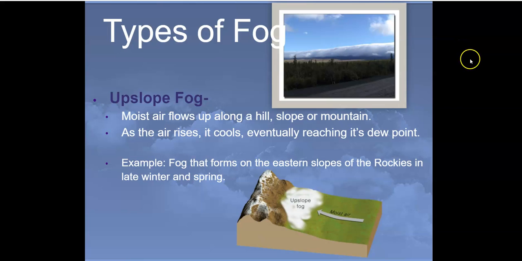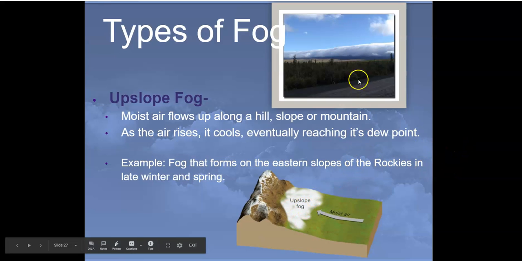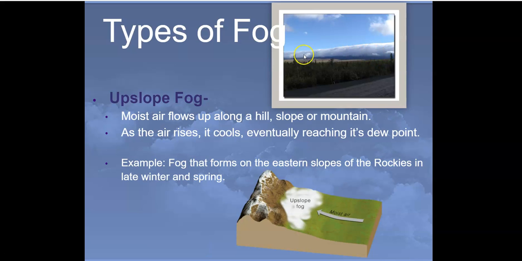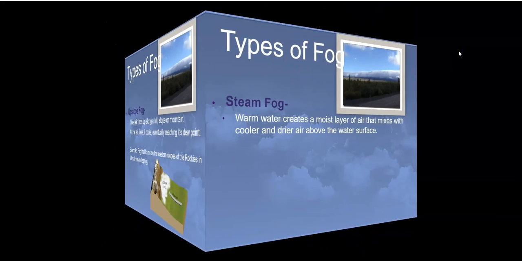Another type is called upslope fog. So the moist air will flow up along a hill, slope, or mountain, but as it rises, it cools, and eventually it reaches the dew point, and so it'll thereby reach this little cloud. So fog can form on the eastern slopes of the Rocky Mountains in late winter and spring and form this upslope fog. It's kind of neat looking, but again, it'll dissipate as soon as the sun comes up.